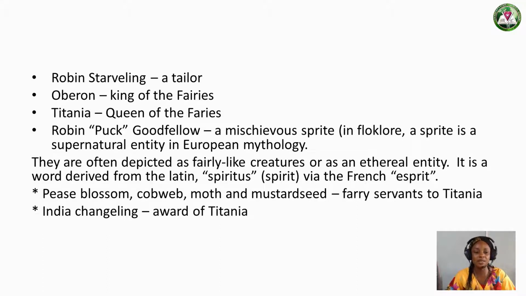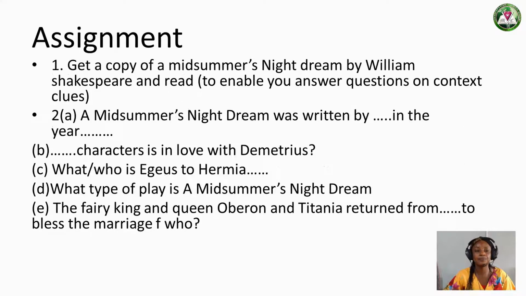Okay, we have Peaseblossom, Cobweb, Moth, and Mustardseed. All these are fairy servants to Titania. Then we have the Indian changeling, the little boy that Oberon and Titania were fighting over. And that boy is a ward to Titania.